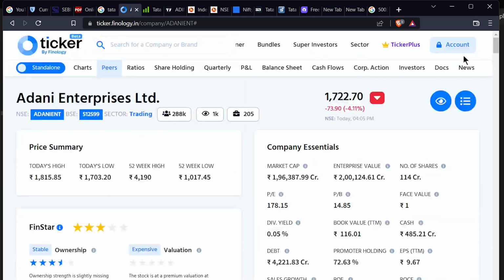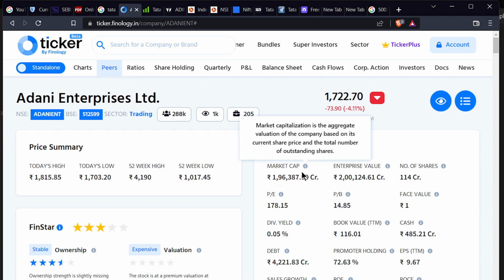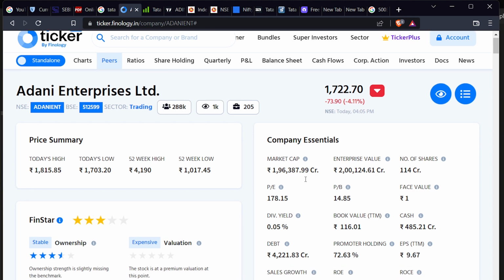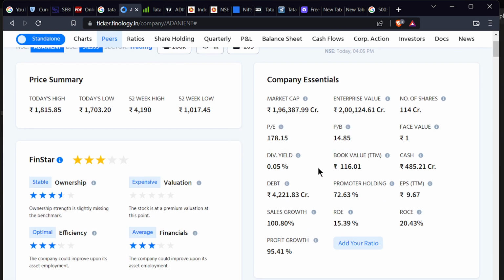Here you can see some ratios, the company's essential ratios. Market cap, as I already told you, is the net worth of the company. If you want to buy the company, you have to pay this much amount. We get it by multiplying the number of shares by the current market price. We have covered the face value also. And here you can see dividend yield also. I already told you, if the company is making a profit, it gives some percentage of the profit to the shareholders, and that is included here.